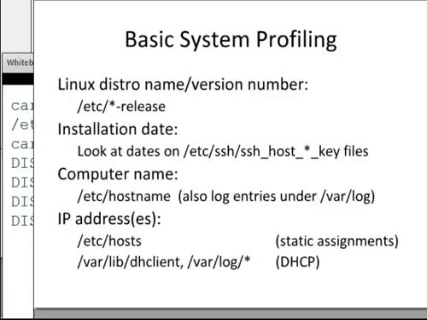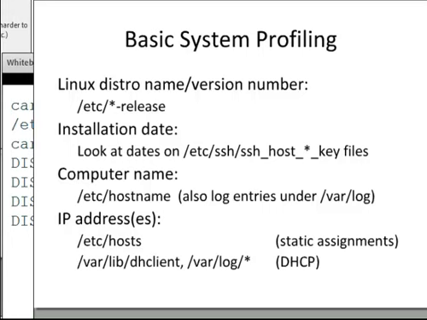The /etc/hosts file may have the hostname in it as well. Also, Unix log entries that you find under /var/log will typically contain the hostname. So if you look at the logs, you'll see the hostname on every single entry. And then where do you look for IP addresses?